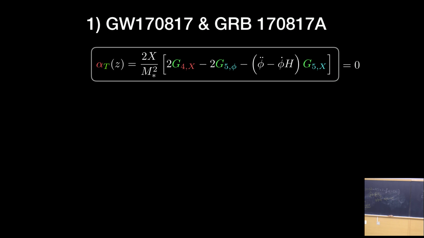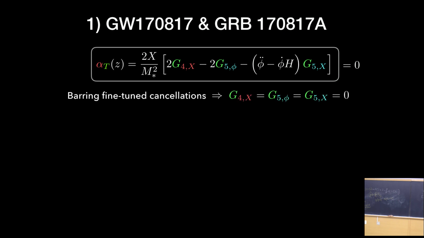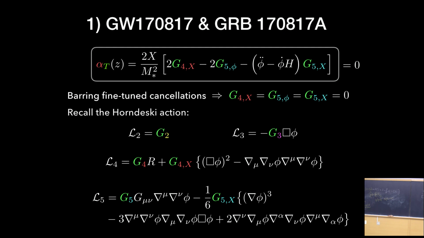The straightforward way to do that is to say that each of these three things that appears in here, these derivatives of G4 and G5, have to be set to 0. You could, again, make an argument for these things being very finely balanced and cancelling each other out. That's quite hard to do as a general function of redshift. So if higher redshift observations give us the same result, then we don't think that's happening. So we're going to assume that each of these things is individually 0 and see what that does to our action from a few slides ago, which was the Horndeski action.